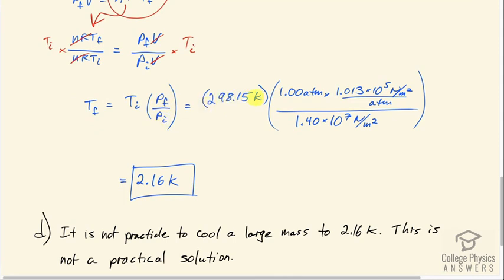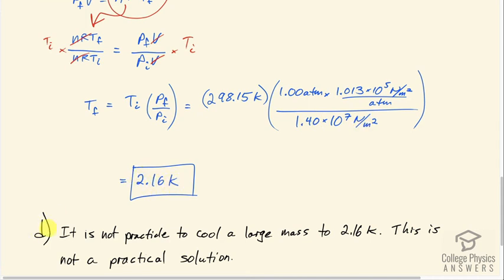So that's 298.15 Kelvin times 1 atmosphere is the final pressure, we're told, and converted into pascals by multiplying by 1.013 times 10 to the 5 pascals per atmosphere, divided by 1.4 times 10 to the 7 newtons per square meter initial pressure, and this is 2.16 Kelvin.